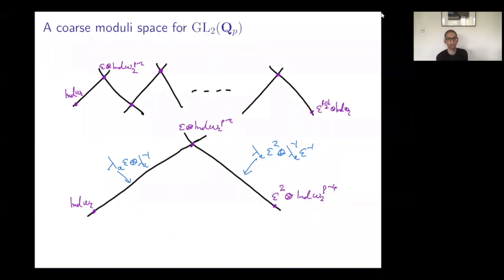Along the P1, there are two points which are irreducible, the zero and infinity points, and everywhere else you have this thing where you have a fixed power of the cyclotomic character, just the first power here, being multiplied by an unramified twist. And because I've fixed my determinant, I've got the inverse of that twist here.